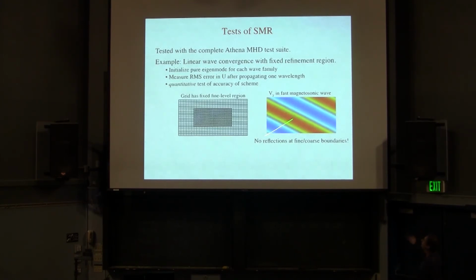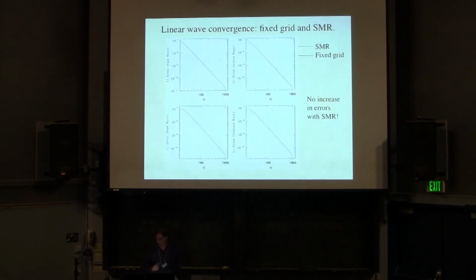And then you run a linear wave over top of this mesh, and you have to make sure that there's no reflections. So you look for no features in the solution. And moreover, again, since this is a quantitative test, you can compute L1 errors. You can check convergence. And reassuringly, the L1 error in the linear wave convergence for this static mesh refinement versus fixed grid shows no difference. So you can be very confident that you've got all the flux.